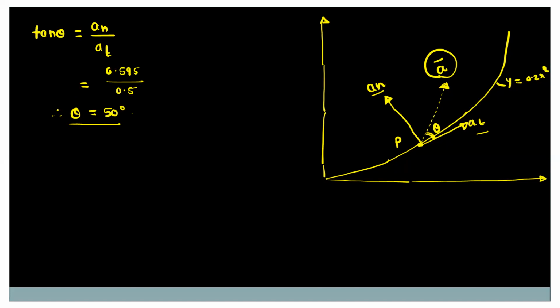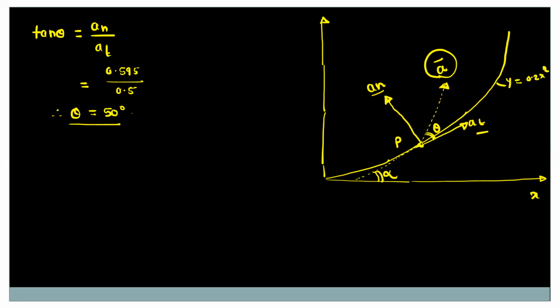Okay, so this theta is nothing but the angle made by resultant vector a bar with the tangential component. But we want the angle with respect to the x-axis. So for that we have to find out the angle made by the tangential vector with the x-axis. So you can extend this line, that is this tangent component. So this angle, let us take this as alpha. Okay, so alpha is nothing but the angle made by the tangent component with the x-axis. So how can we find out this alpha?